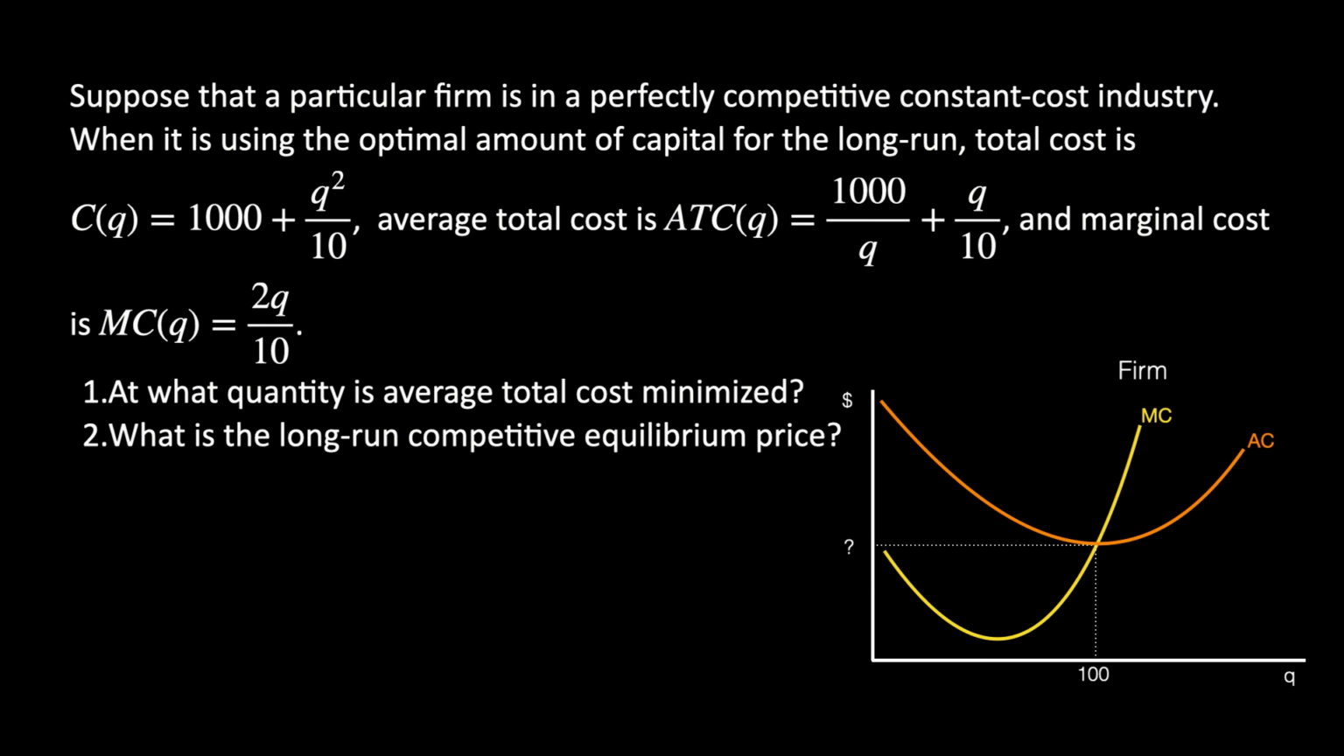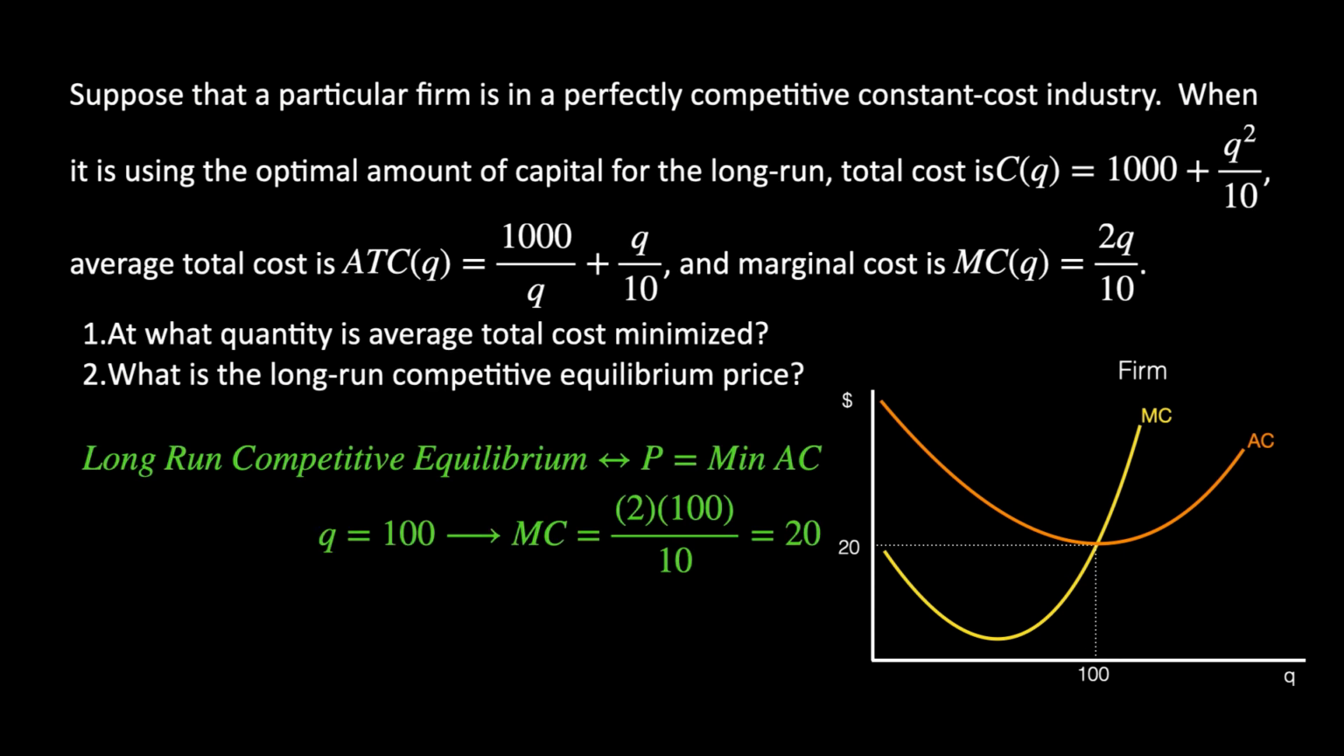What is the long-run competitive equilibrium price? In the long run, entry and exit drive firm profits to zero. Firm profits are zero when price is equal to average total cost. This happens at the point where average total cost is at its minimum, or at the point where marginal cost is equal to average total cost. We know this is where quantity is 100.